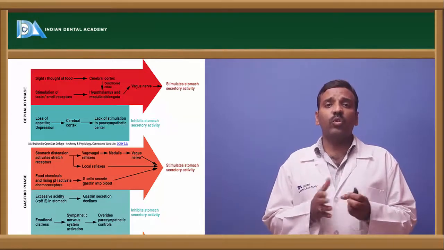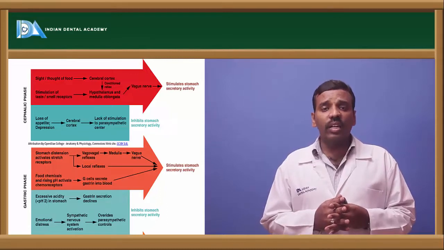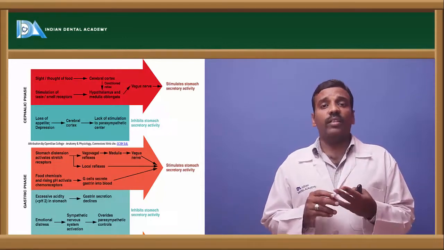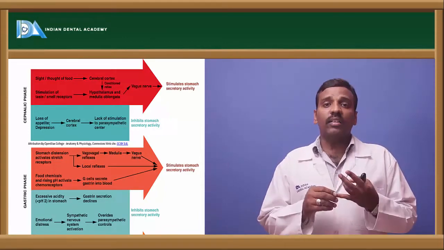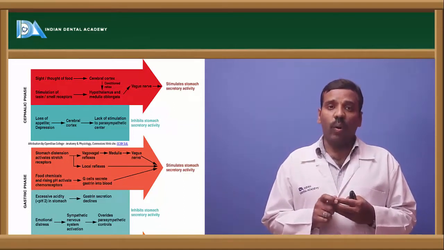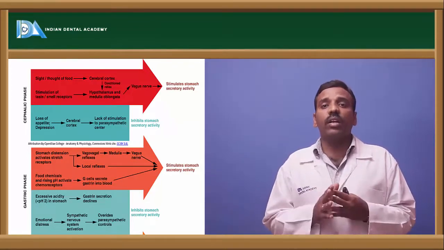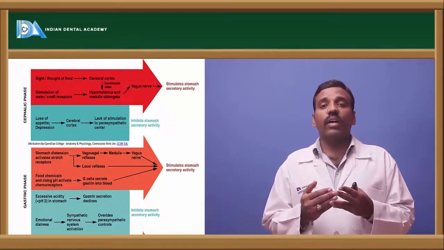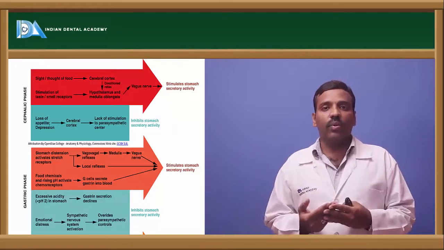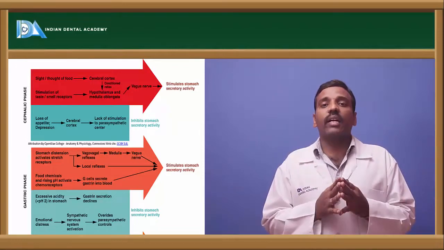The cephalic phase occurs in 2 ways: one is conditional reflex and the other is unconditional reflex. Conditional reflex means when we see the food, get the thought of the food, smell it, or hear about it. Vision, thought, smell, and hearing about the food are all conditional reflexes.